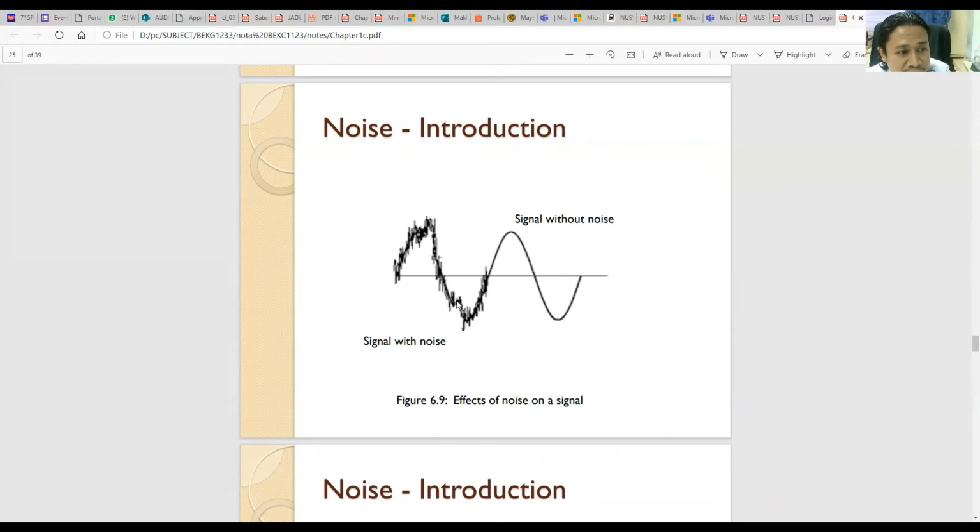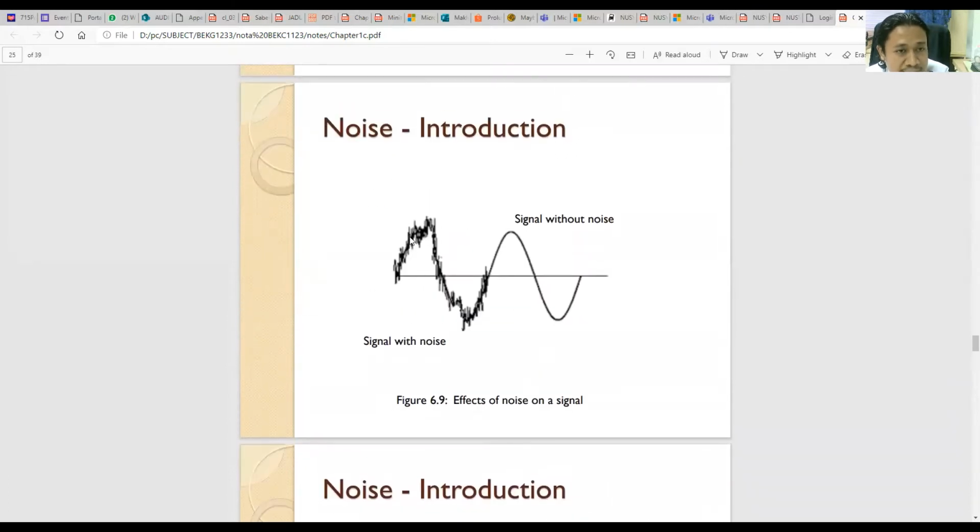Okay, you have the AC filter. The AC regulator to filter, this output should be like this, to be ideal: signal without noise. So this one is the signal with noise. So this is the effect of noise on the signal.